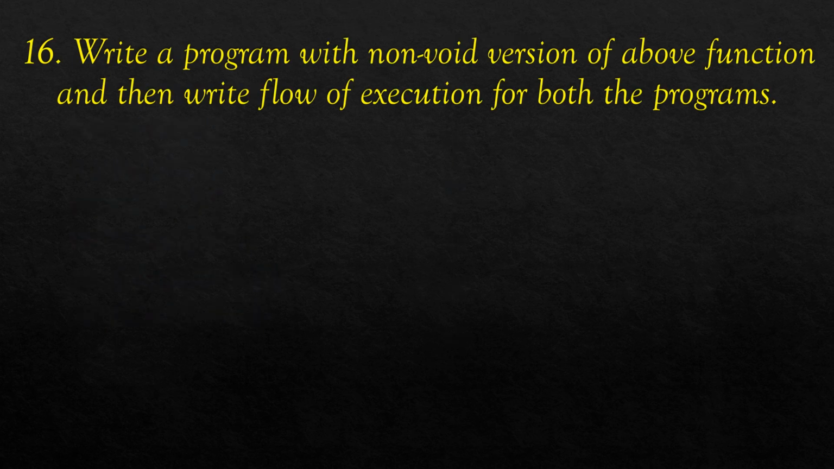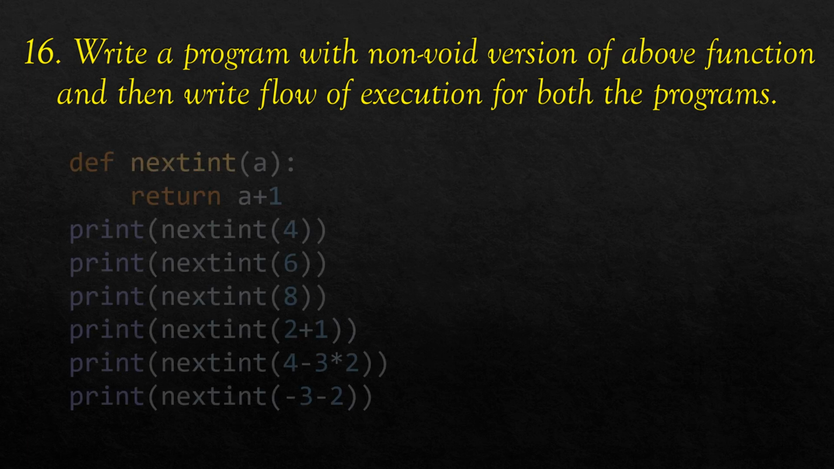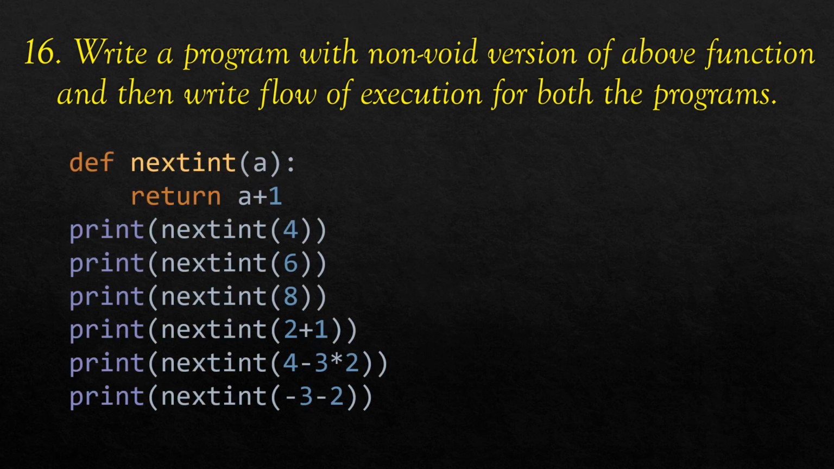Now write a program with the non-void version of the above function and then write the flow of execution for both programs. Since it has to be the non-void version, it has to return something. The function should have a return statement. So we have modified the function program like this: def next(a), and here it will return a plus 1, and it will print next(4), next(6), like this. That means the function is called within the print statement, so that it will print the returned values.